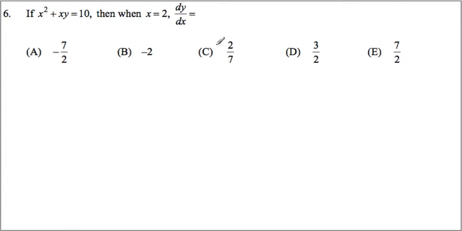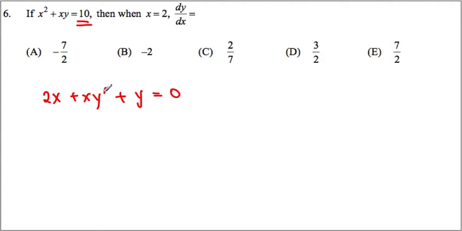Here we have to find the derivative. So in this case, what we end up getting is 2x. By the product rule, we end up having x times y prime plus y times x prime, which is equal to 1, equals 0. Make sure you get the derivative of 10 being equal to 0.